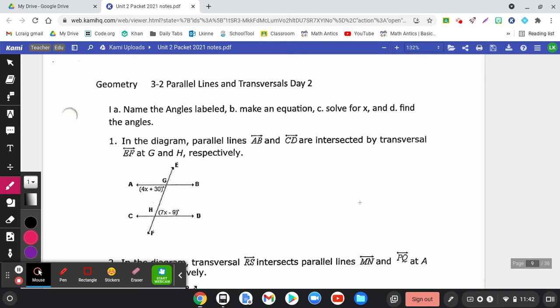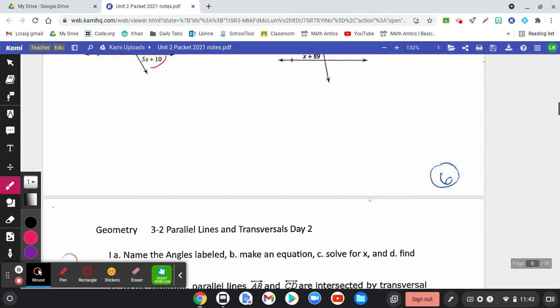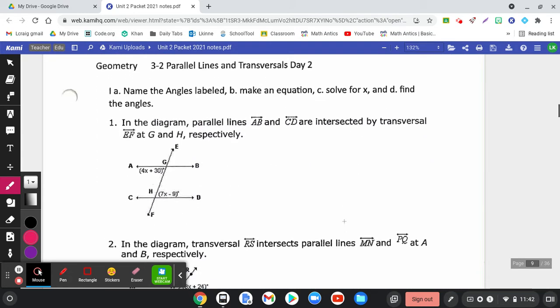Pages 5 through 10. Again, there's a lot of space, but just in case you're having trouble, we've talked about pages 5 and 6 already. This is on page 7. So notice at the top it tells you what you need to do. So let's take a look.